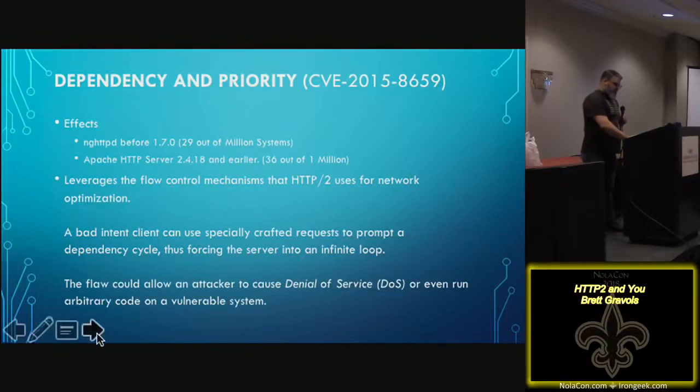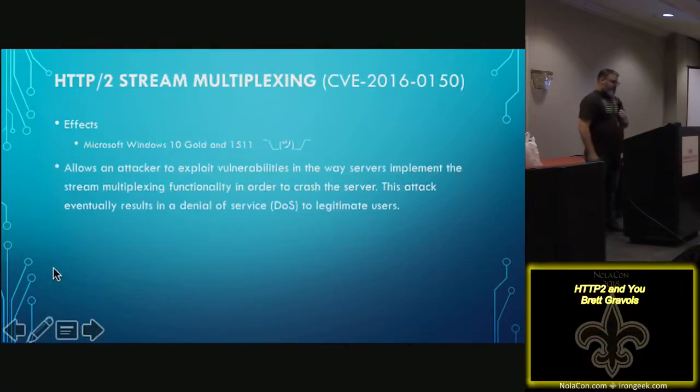And the last one is HTTP2 stream multiplexing. And it affects Windows Gold and Windows 10 1511. I really couldn't find anything out there on that, but I thought it was kind of important to talk about. And it allows an attacker to exploit vulnerabilities in the way servers implement the stream multiplexing functionality. And again, it eventually results in a DDoS attack.